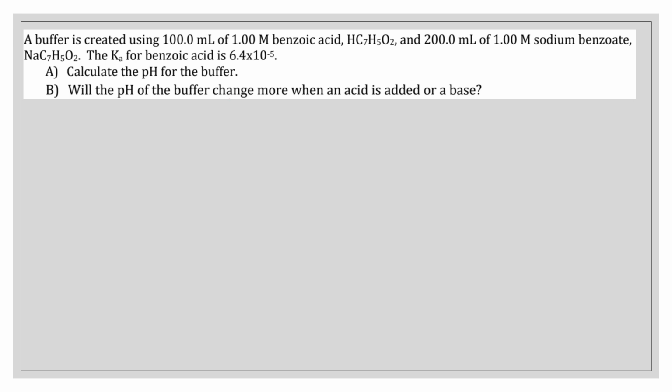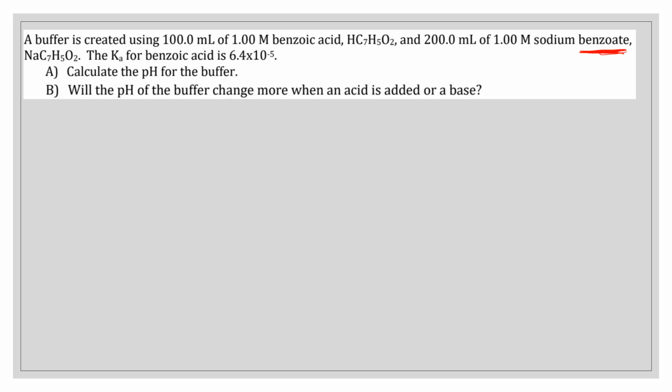A buffer is created using 100 mL of 1.00 molar benzoic acid and 200 mL of 1.00 molar sodium benzoate. So there is my conjugate base. The Ka for benzoic acid is 6.4 times 10 to the negative 5. Determine the pH.